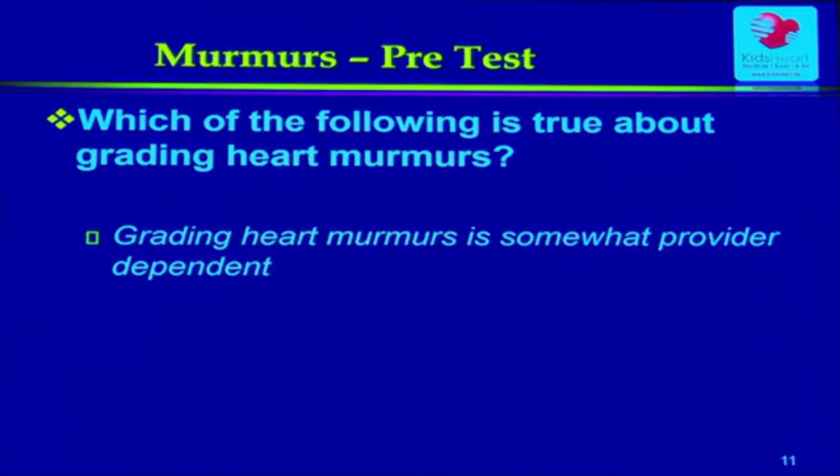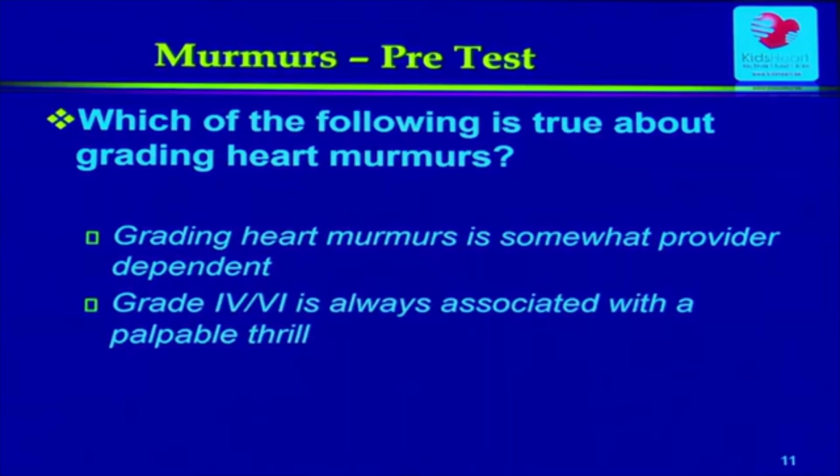Which of the following is true about grading of the murmur? So grading a heart murmur is somewhat provider dependent. Of course, we all know that, somebody will hear a murmur, somebody will not hear it, somebody will have a good stethoscope, somebody will have a Chinese ear. There are different variables. I hope you don't have a Chinese ear. I mean, you could have, if you are Chinese, of course. But the point is that the heart murmur depends on who is examining the patient.